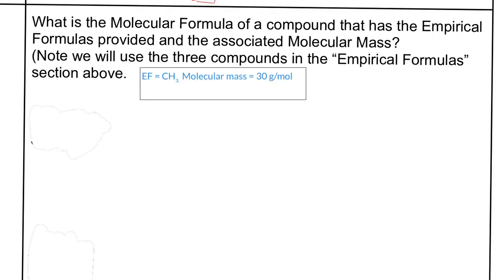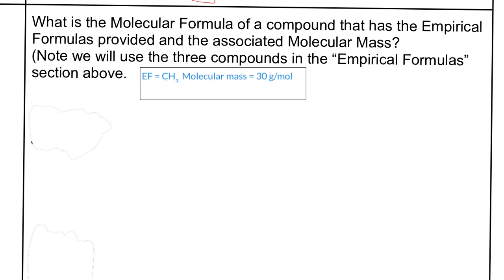All right, so in this particular problem, we're going to be doing molecular formulas. We're going to try to find it. They're giving us information here. We have an empirical formula of CH3, and we have a molecular mass of 30 grams per mole. So we have to use this information to get what we need.